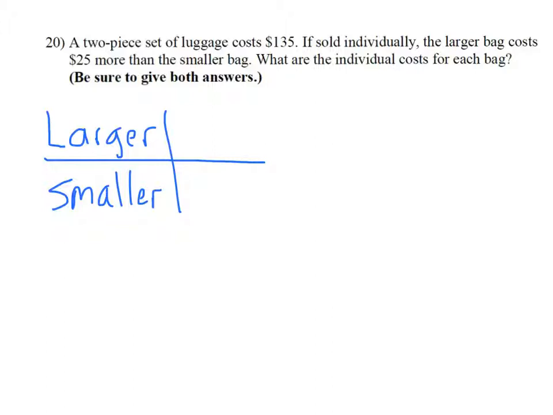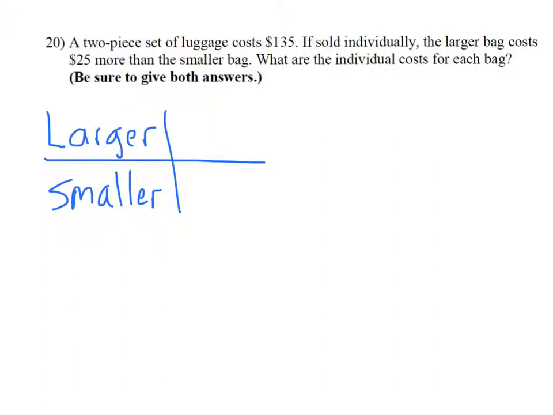To start this problem, we're going to set up a chart for the expressions for the larger bag and the smaller bag. One of these expressions should be simply x. Let's read through the problem to determine which expression will be x. If sold individually, the larger bag costs $25 more than the smaller bag.